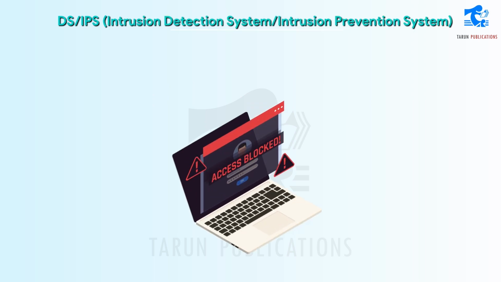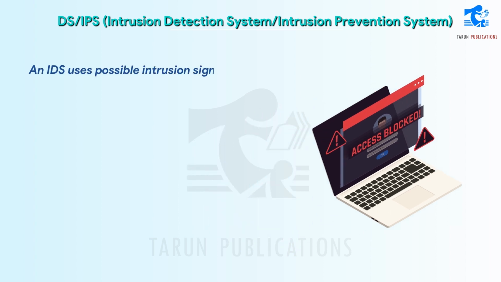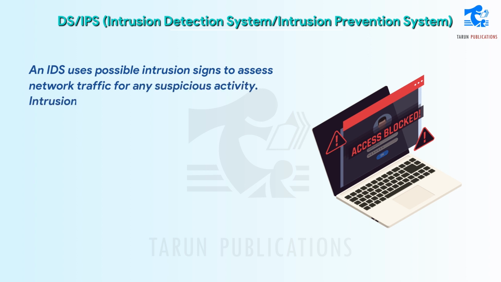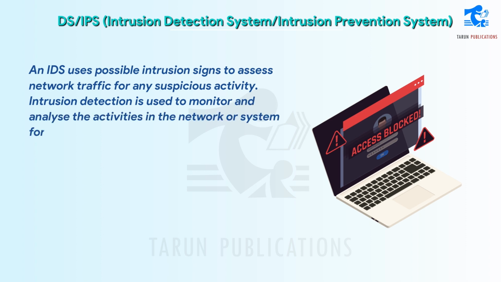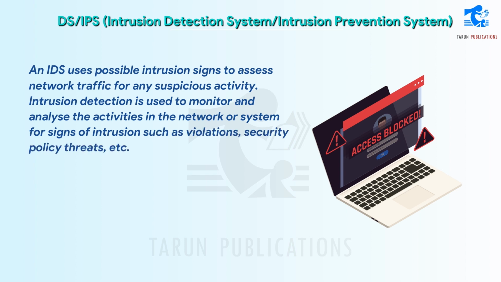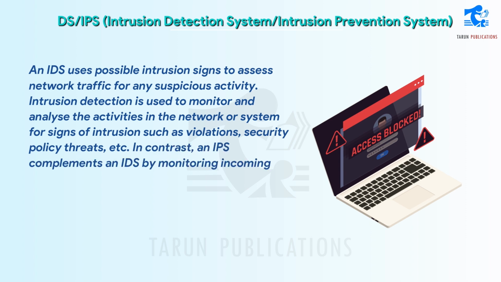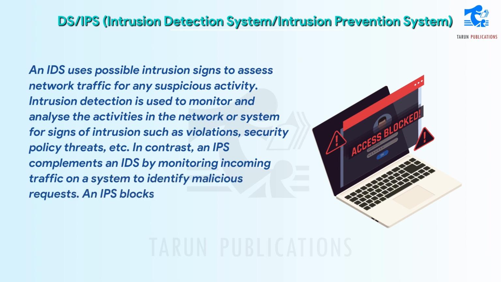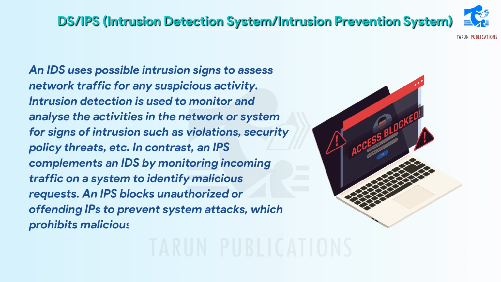IDS/IPS, Intrusion Detection System, Intrusion Prevention System. An IDS uses possible intrusion signs to assess network traffic for any suspicious activity. Intrusion detection is used to monitor and analyze the activities in the network or system for signs of intrusion such as violations, security policy threats, etc. In contrast, an IPS complements an IDS by monitoring incoming traffic on a system to identify malicious requests. An IPS blocks unauthorized or offending IPs to prevent system attacks, which prohibits malicious data.